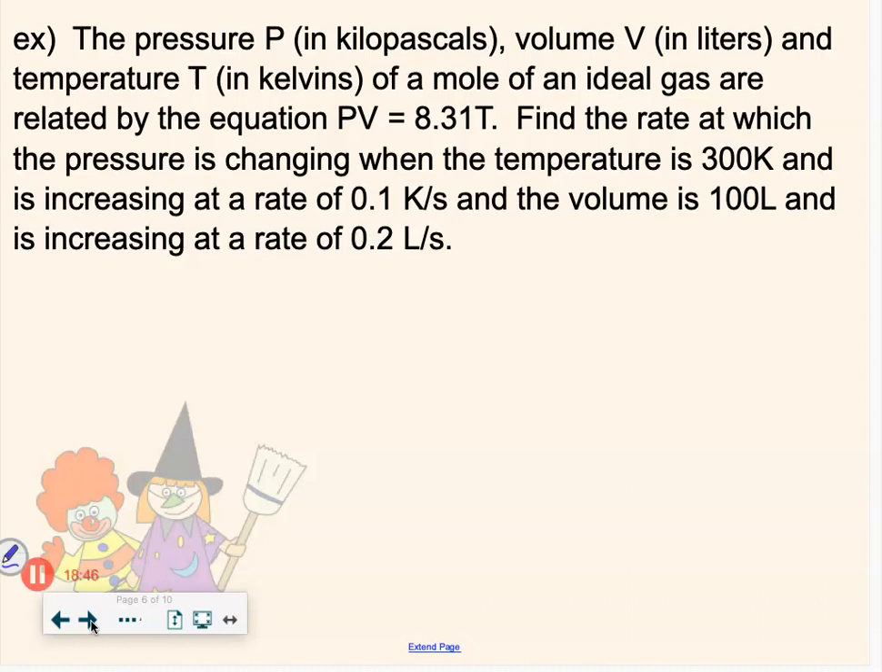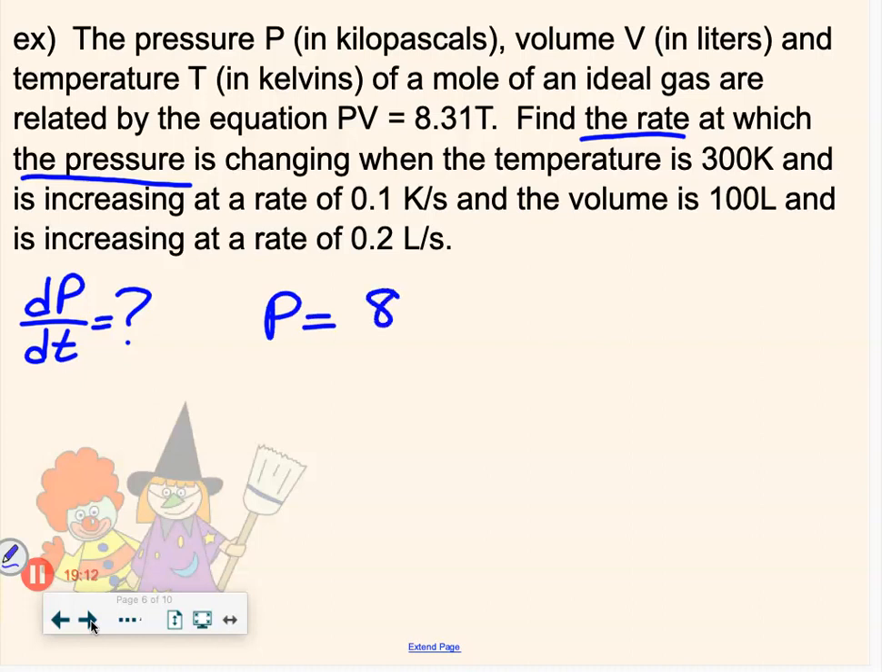So since we're looking for, what are we looking for? We're looking for the rate at which the pressure is changing. So we're looking for dP/dt, little t, not big T. That's what we're looking for, right? Okay. Solve your equation for the variable you're looking for the rate for. So solve it for P. So we have P equals 8.31 big T over V.